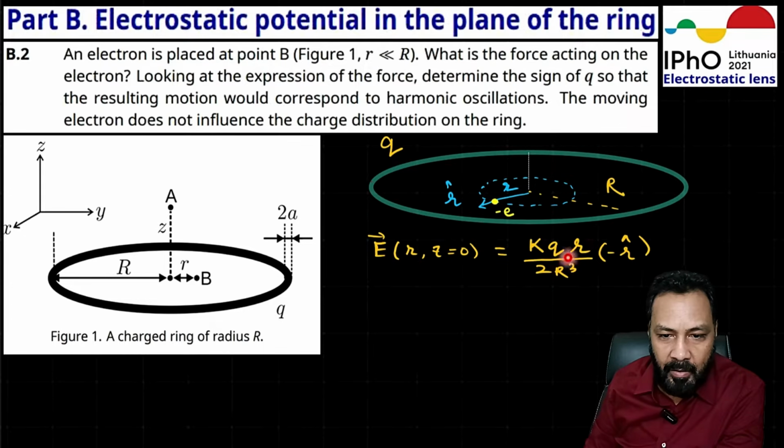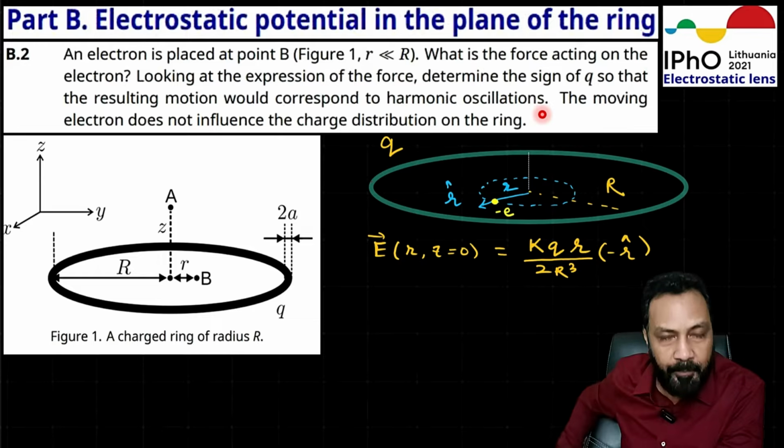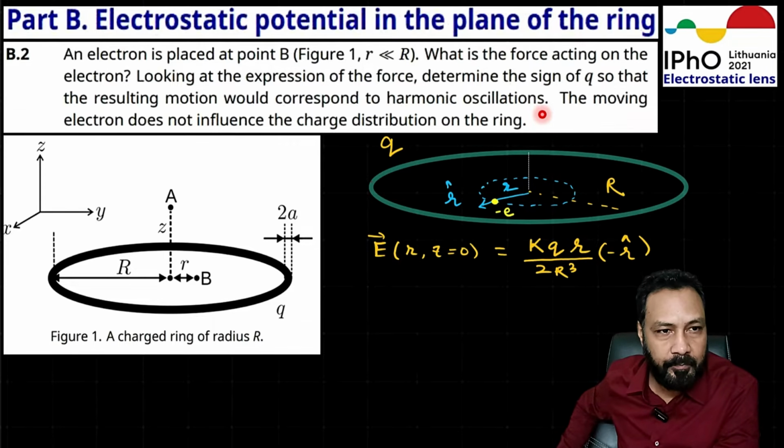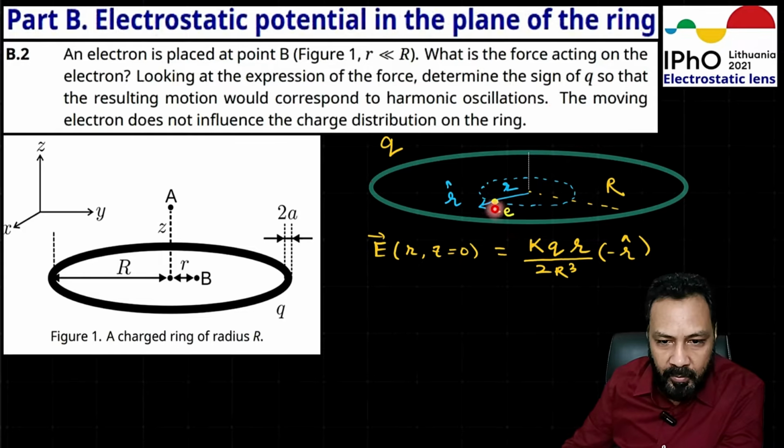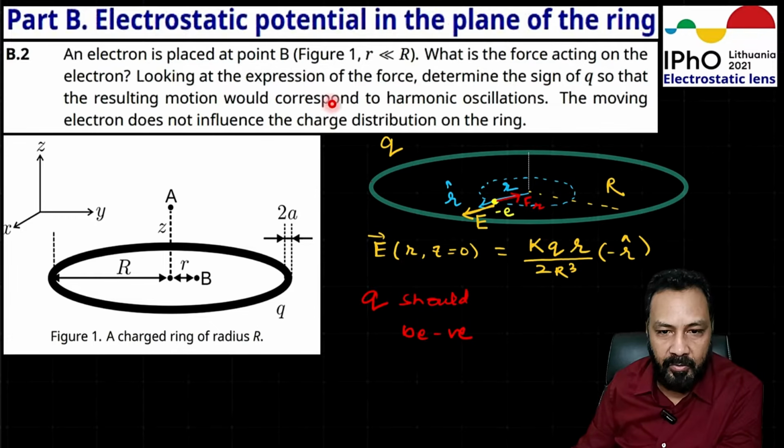So let me put an electron here, and we want harmonic oscillation. For it to oscillate, the net force should be towards the equilibrium position. So for this to oscillate harmonically, the force should be towards the center. For that to happen, since this is an electron, the electric field should be away from the center. For the electric field to be away from the center, q should be negative. So for the force to be inward, the electric field should be like that, and for that to happen, q should be negative. And then we have to find the force.